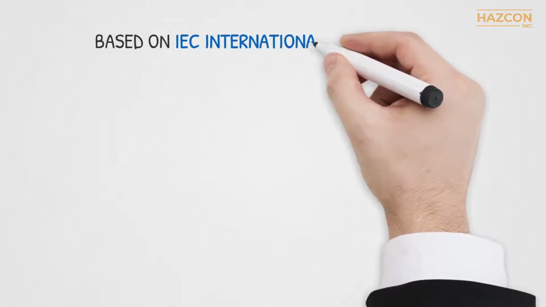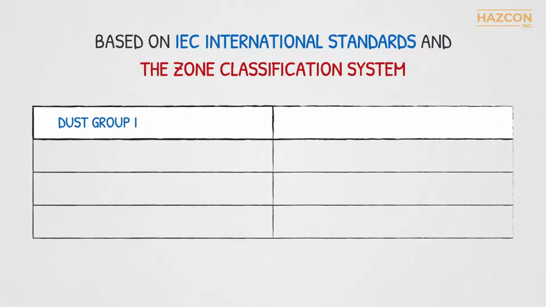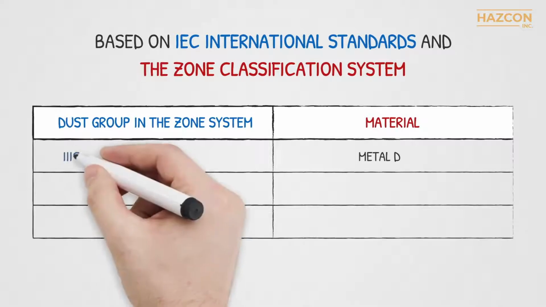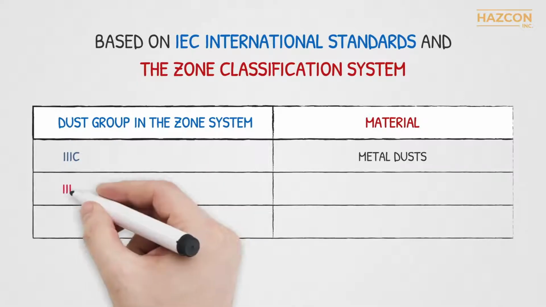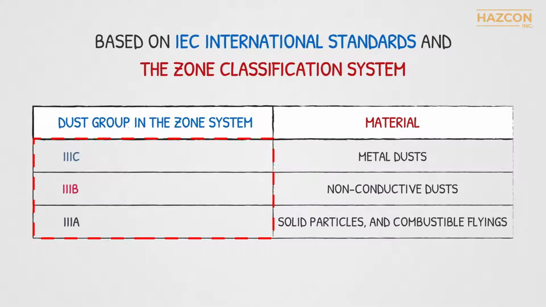Based on IEC international standards and the zone classification system, explosive dusts are categorized as Group 3. Group 3 is further defined as 3C, metal dusts, 3B, non-conductive dusts, and 3A, combustible flyings and solid particles. The presence of any of these three dust groups alone or in combination determines that a location is hazardous.